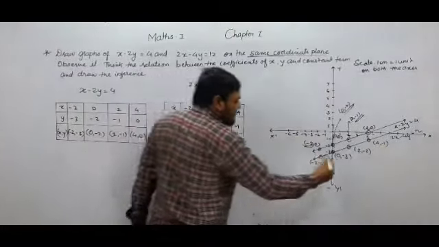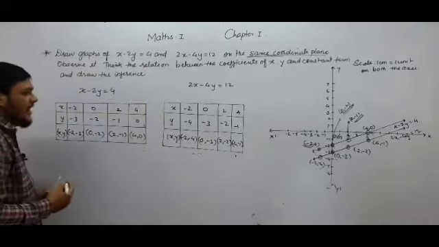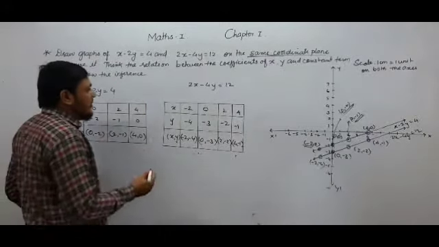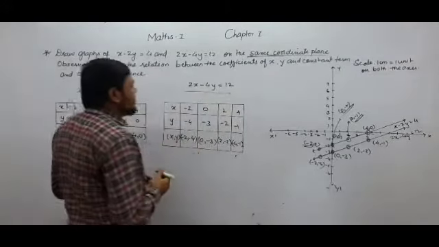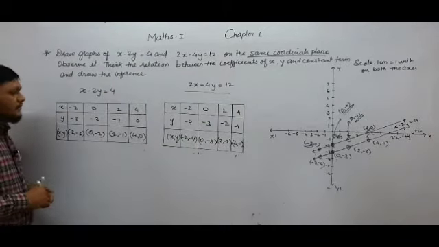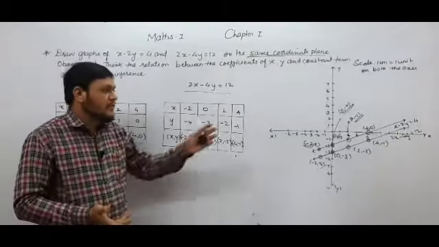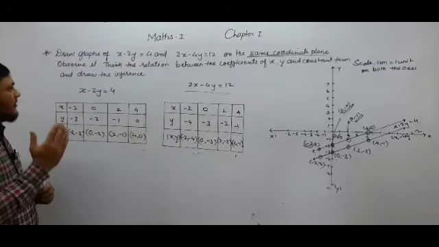So student, these points are also collinear, we have to draw the straight line passing through these points, and that is nothing but the graph of this equation 2x minus 4y equal to 12. So in this way we have plotted the points on the graph paper, we have found the ordered pairs first, and after that we have plotted the points on the graph paper and we have drawn the straight line.